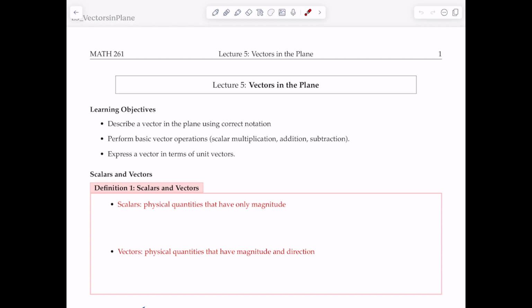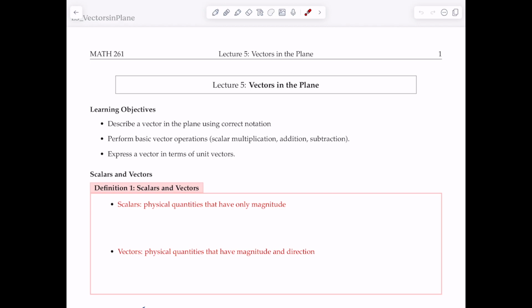Hello everyone, this is lecture 5. In this lecture we talk about vectors in the plane together with lecture 6 where we talk about vectors in three-dimensional space. So more particularly in this lecture we want to look into the details of what is the vector and how could you describe a vector in the plane or two-dimensional case.